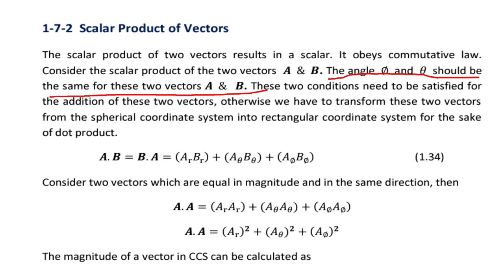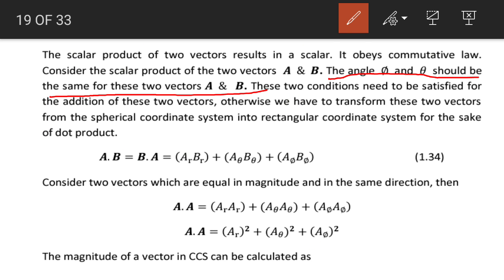Once these two conditions are satisfied, then we know that the scalar product of two vectors results in a scalar quantity. The scalar product obeys the commutative law. So a dot b will be equal to b dot a, and it will be equal to ar into br plus a theta into b theta plus a phi into b phi. You will have to satisfy the two conditions first.